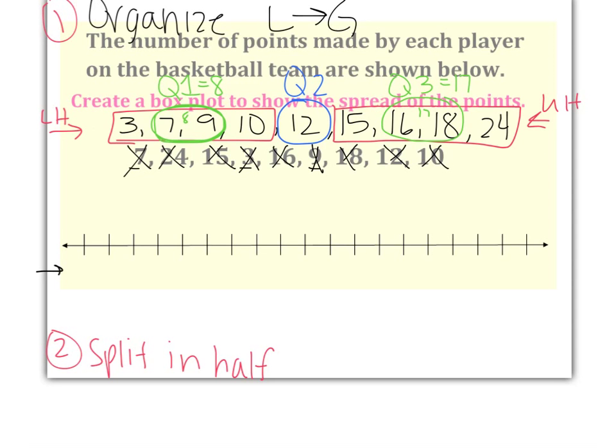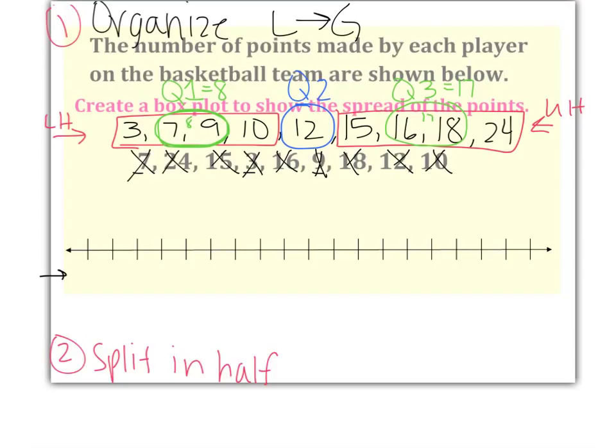So I'm just going to start over here. I'm going to create a couple dashes, and then just a couple more to make this work. 3, 4, 5, 6, all the way over to 24.